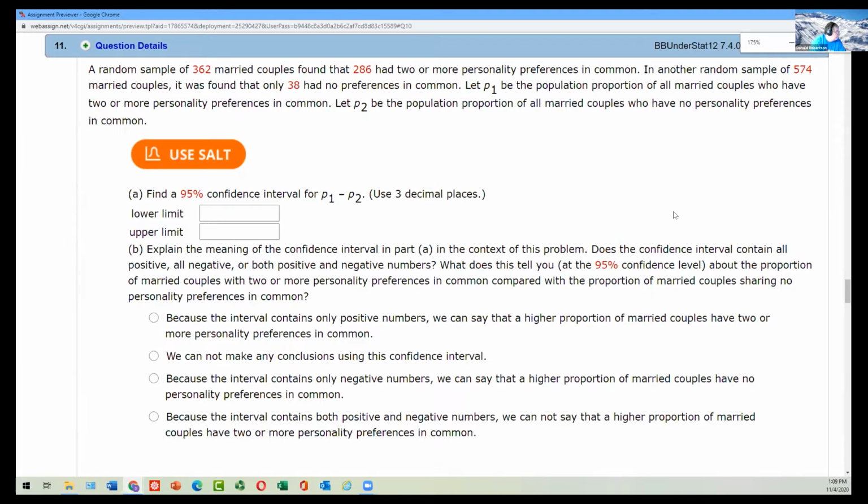Population 1 are couples that have 2 or more personality preferences. And population 2, that's going to be people that have no personality preferences. Okay. What do we know about population 1?